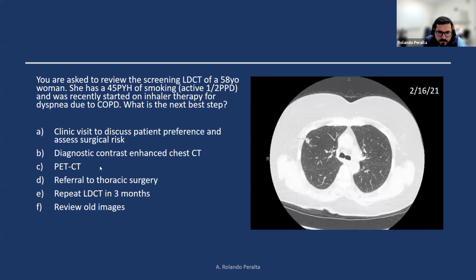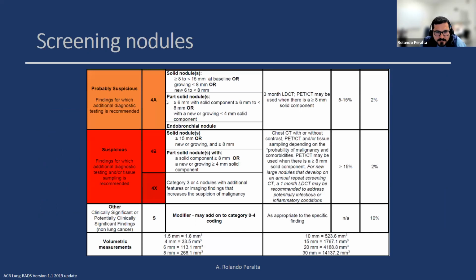First of all, what category is this? This is an 11 millimeter nodule. I think this ends up being a 4A. Yeah, 4A, it's more than a 6 millimeter nodule, so the risk of malignancy is about 5 to 15%. It makes sense with the Brock model. We assessed it to be about 18, radiologic follow-up, okay?